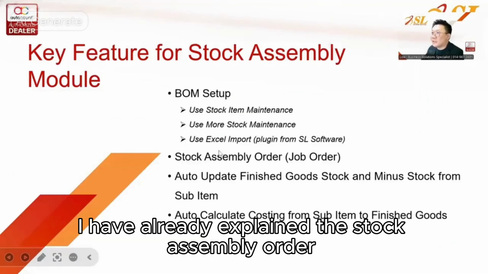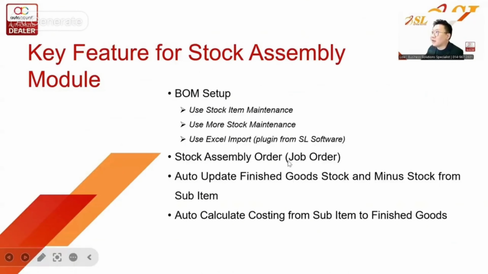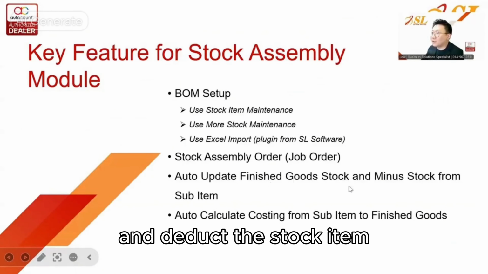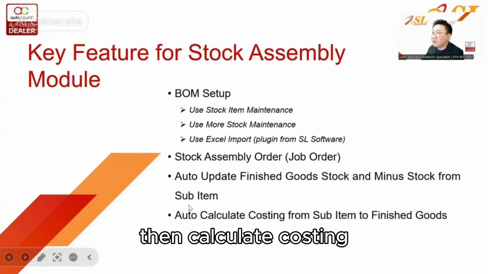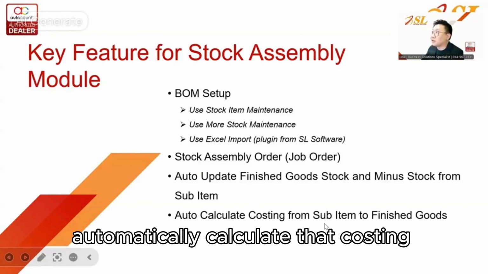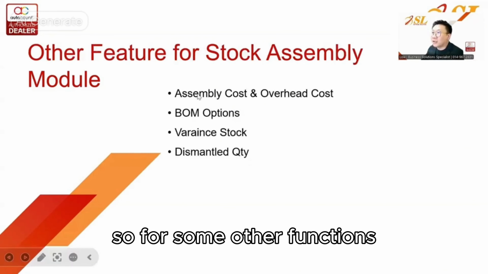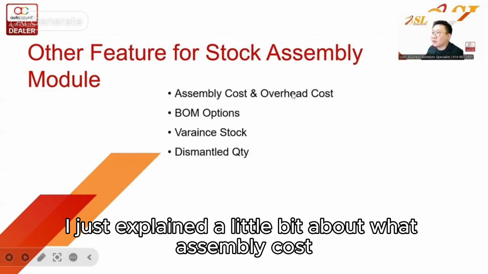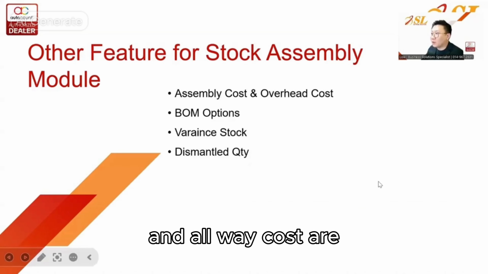Back to our notes. I have already explained the stock assembly order. It is a production order or a job order, and it will automatically add the finished goods and deduct the stock item, then automatically calculate the costing. So for some other functions like assembly cost and all-way cost, I just explained a little bit about what they are.